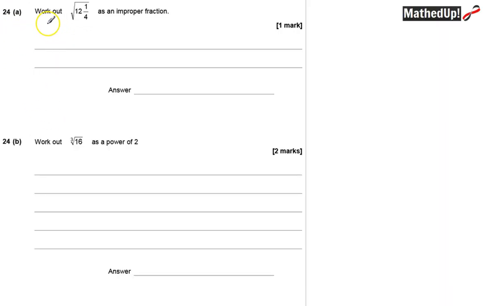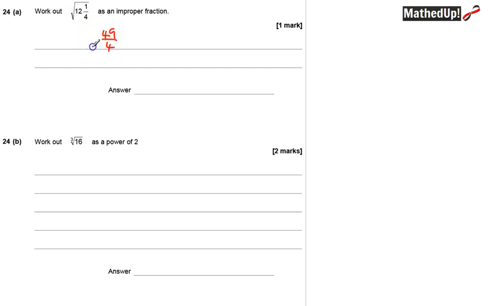Question 24a. We need to work out the square root of 12 1/4 as an improper fraction. So first of all, in order to find the square root of this, I'm going to convert this into an improper fraction. So 12 1/4 as an improper fraction is going to be, well, 12 is the same as 48 quarters, and we've got another quarter over here, so 12 1/4 must be the same as 49 quarters.